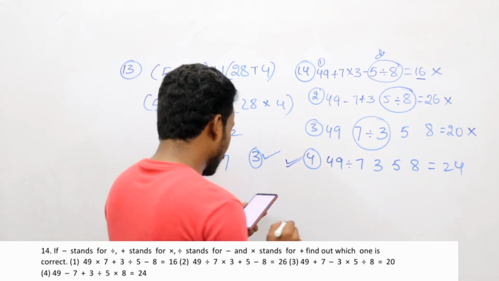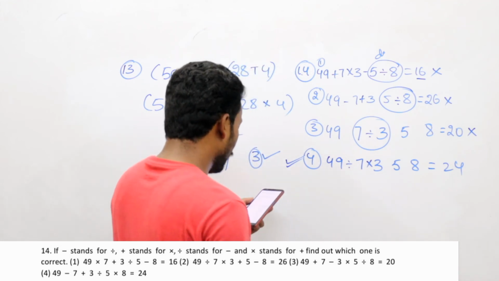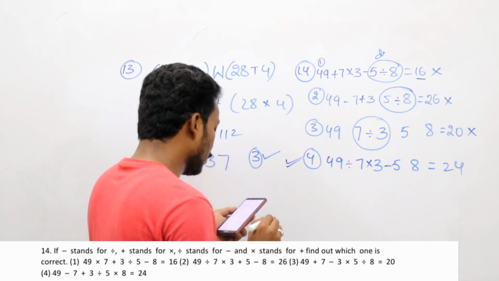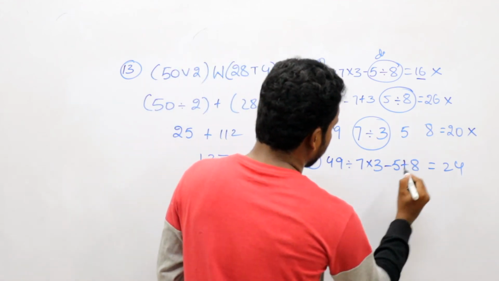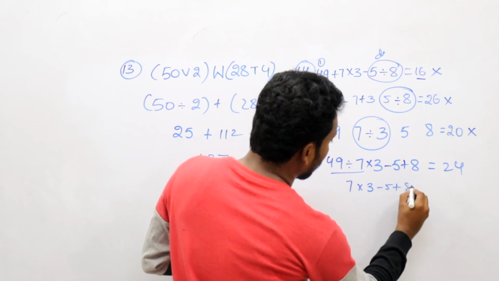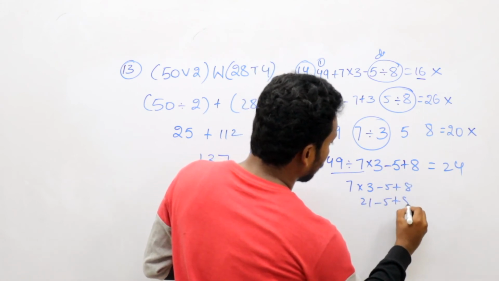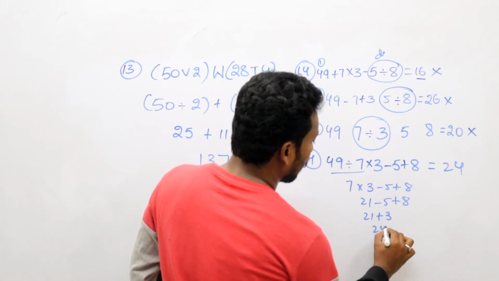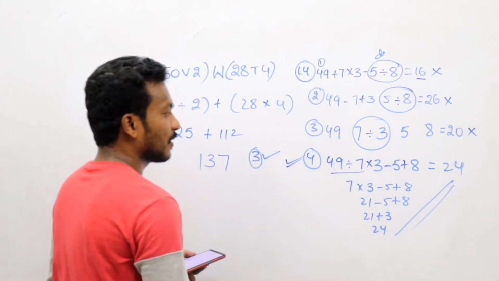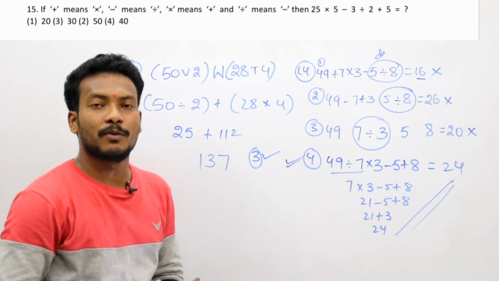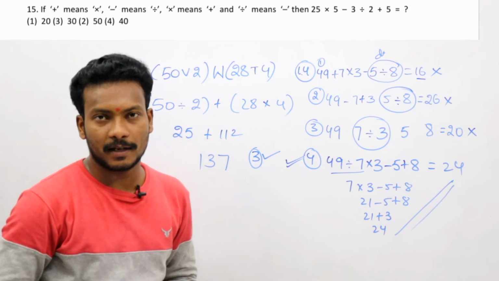Next, plus. Plus stands for into. Next one is division. Division stands for minus. Next, into. Into stands for plus. By calculating this, we get 7. Okay, 7 times 3 is 21, minus 5, plus 8, which means 24. Now the answer is 24. Which option is correct for our question? Option 4 is the required answer. Okay, right?